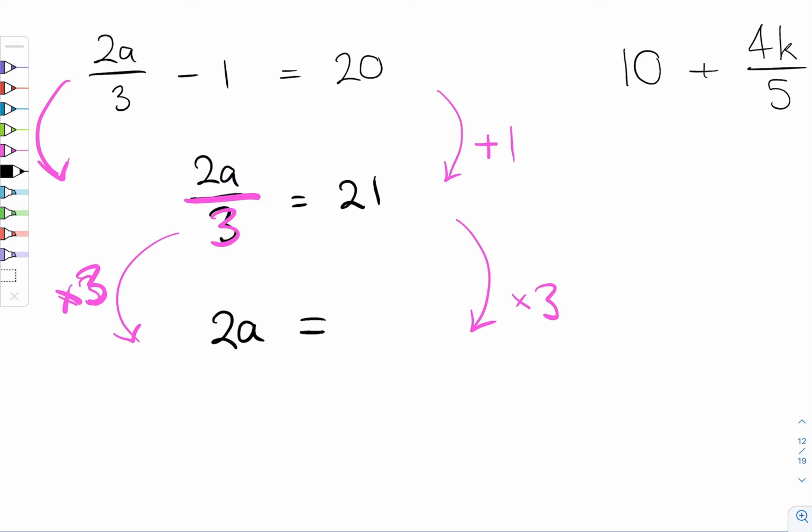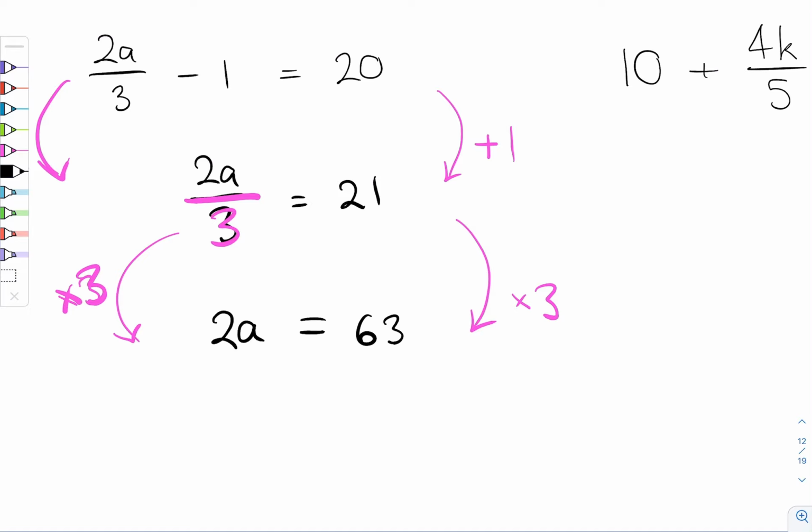Anything over 1 is just itself. So 2 apples divided by 1 is just 2 apples. 5 divided by 1 is just 5. So I'm not going to bother writing the 1 underneath of it. That can just go away now. It's not needed. Now I'm going to struggle for a bit trying to multiply 21 by 3. So there was 63, I think.